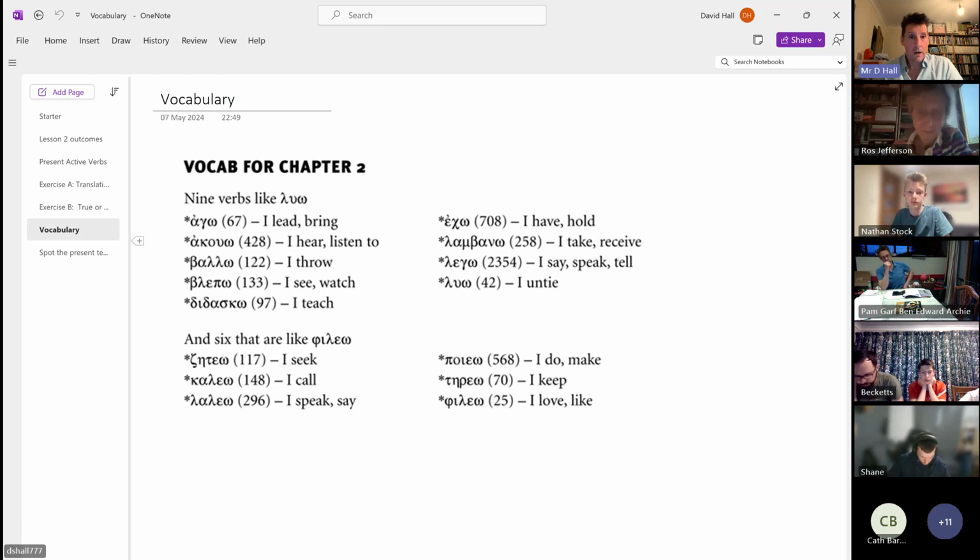So just what I recommend you do over the next couple of weeks is to have a look at the next sort of exercises in the workbook. There's some exercises there just to sort of go through basically what we've done today, practice translating and looking at those endings that you do need to learn. So I hope that's been of help to you.